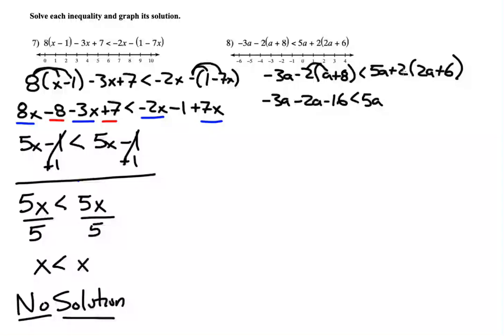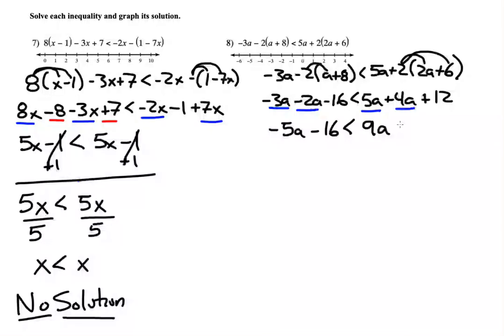And now I have to distribute my 2. 2 times 2a would be 4a, so plus 4a. And 2 times 6 would be 12. So now once again I have to combine my terms. I've got negative 3a here and a negative 2a here. I can combine those. And I've got a 5a and a 4a. I can combine those. So negative 3a minus 2a would be negative 5a minus 16. And that's going to be less than 5a plus 4a, which is, of course, just 9a, and that would be plus 12.